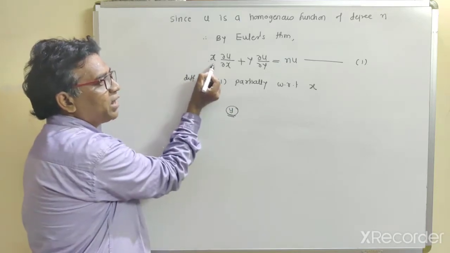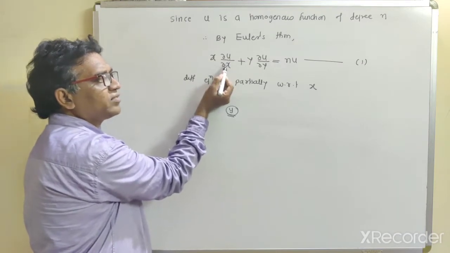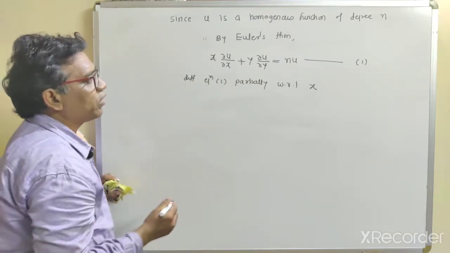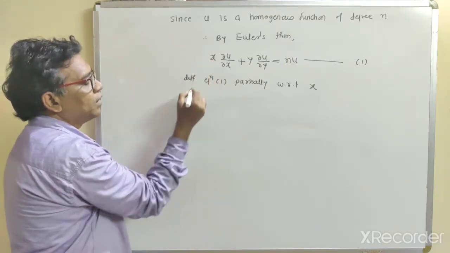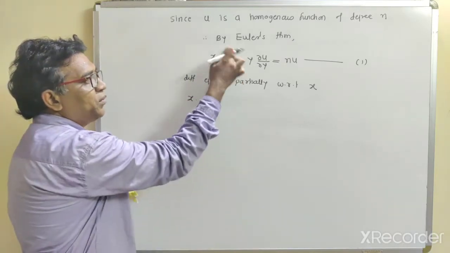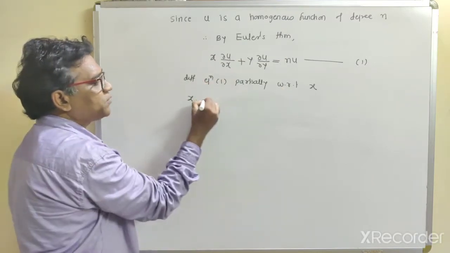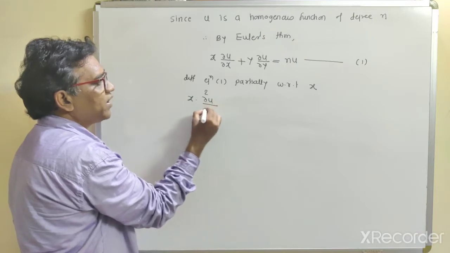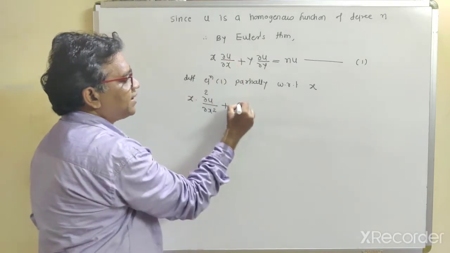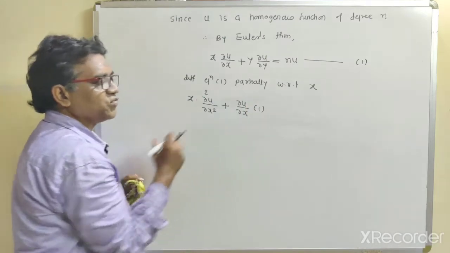Now this is the term of variable x, and del u by del x contains x, so this is again the term of variable. So use the product formula. First term as it is, x, into derivative of second term. Derivative of second term partially with respect to x will be del square u by del x square, plus second term as it is, del u by del x, and derivative of first term, it is 1.